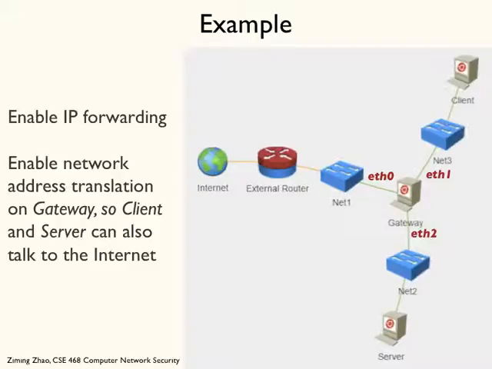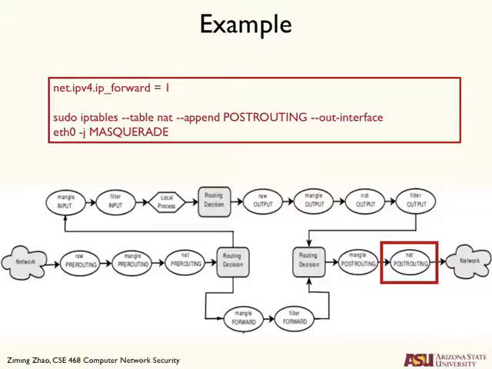So the first thing you did is enable IP forwarding on the gateway, so the gateway can act as a router. It can forward packets for any other machines. Then this is the command you use, and this is the line in the configuration file you used to enable IP forwarding. So you enable IPv4 forwarding here.